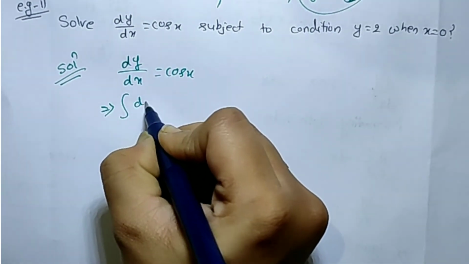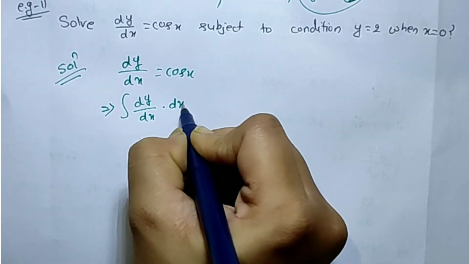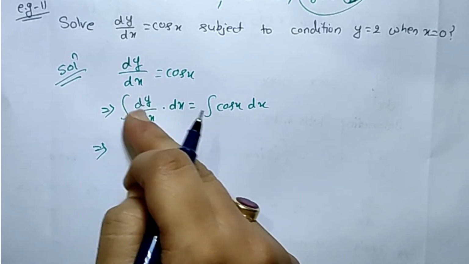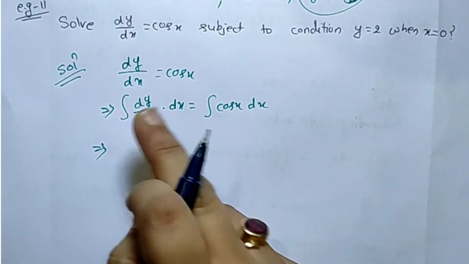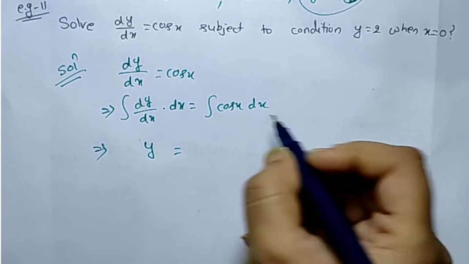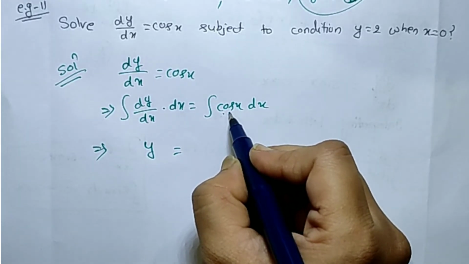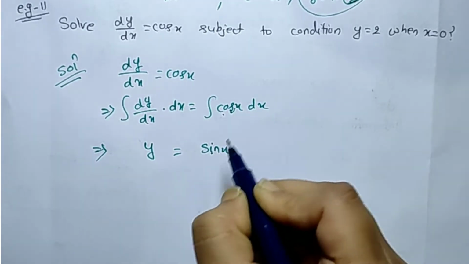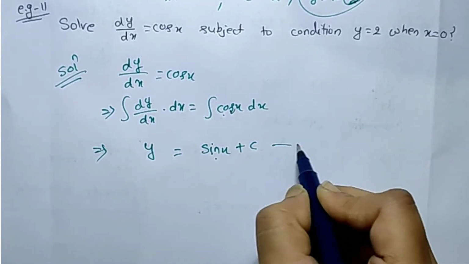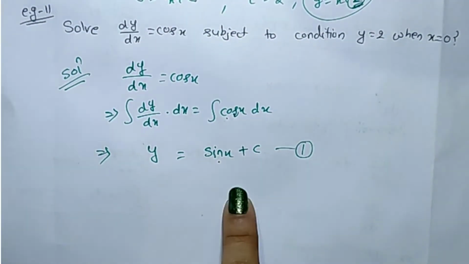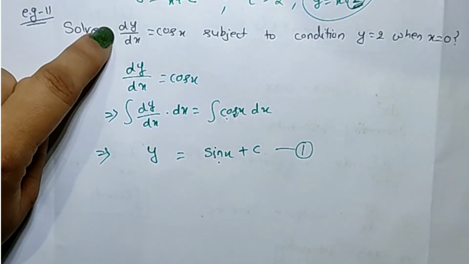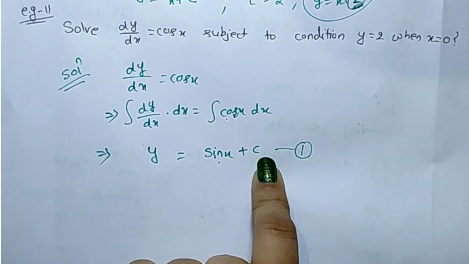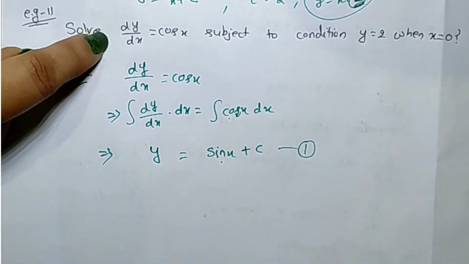So integrating dy by dx with respect to dx and cos x dx, by integrating once, we have got y is equal to integration of cos x, which is sin x, since the derivative of sin x is cos x, plus c. This is equation 1. This is a general solution to this differential equation, because it has an arbitrary constant.